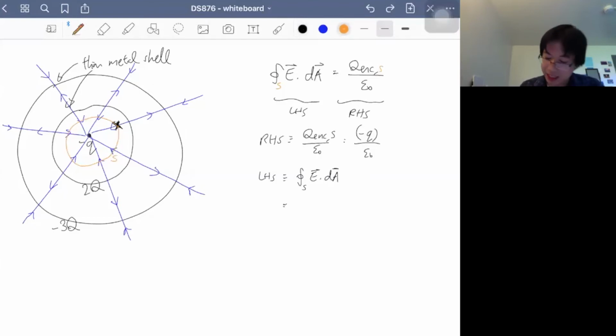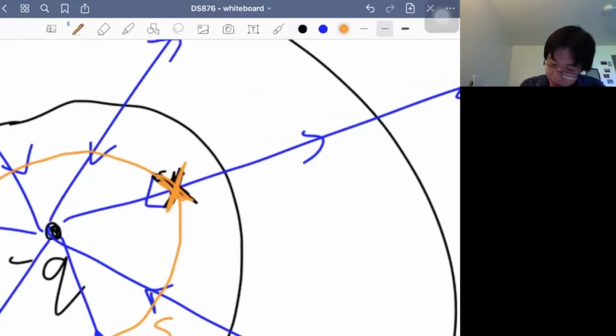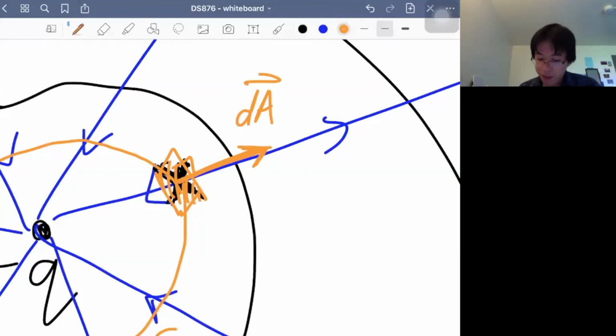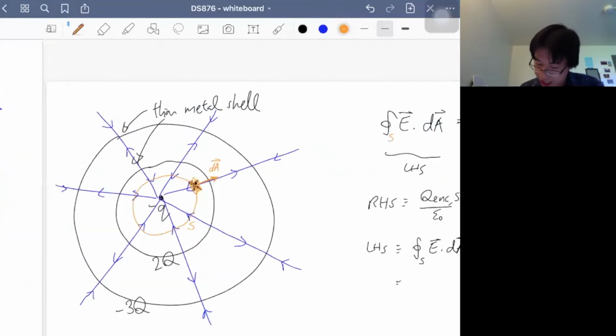The dA vector is an area vector. What's an area vector? You pick, I'm interested in this point, right? So let's zoom in and pick a small area over here. The surface area of this, remember it's a sphere. The area vector is always defined as the vector that's perpendicular to the area, 90 degrees from the area, pointing out away from the interior. So that's the area vector, okay? So that's dA over here.